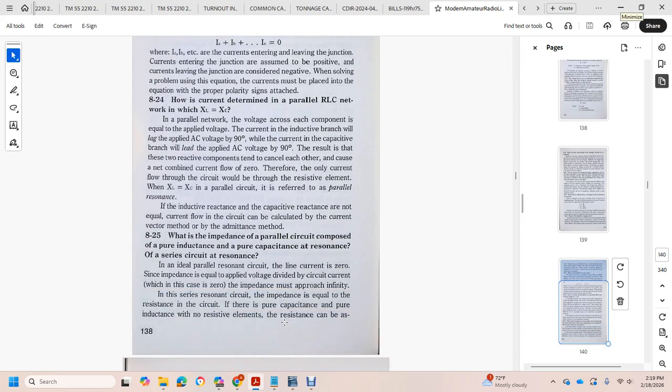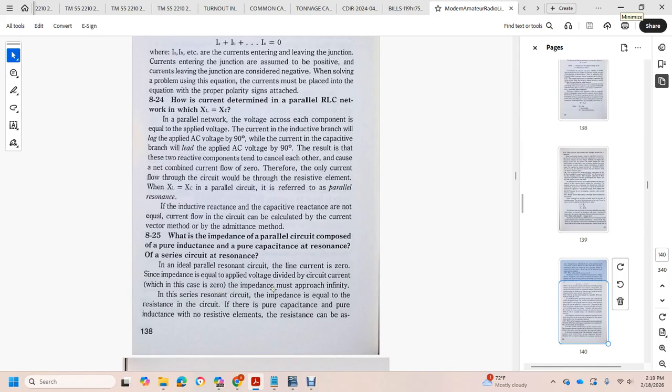The impedance of a parallel circuit of pure inductance and capacitance at resonance is the opposite of a series circuit at resonance. In an ideal parallel resonance circuit with a line current of 0, the impedance is equal to the applied voltage divided by the circuit current, which in this case is 0, and impedance must approach infinity.